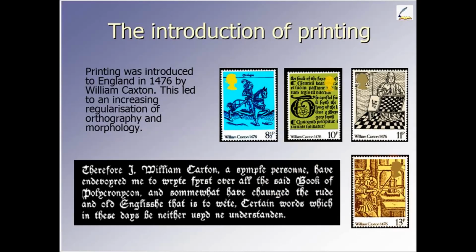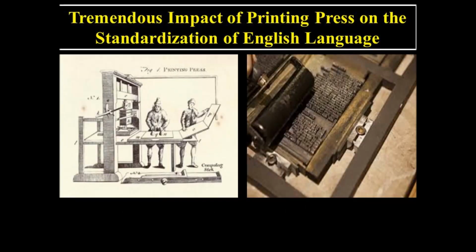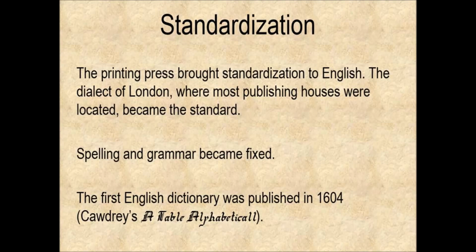So, the tremendous impact of the printing press on the standardization of the English language is a very important thing to discuss in the history of the language. In fact, the word standardization was first invented due to this change. What is standardization? Standardization is a process brought about by the printing press. The dialect of London, that is Cockney, where most publishing houses were located, became the standard. Spelling and grammar became fixed. The first English dictionary was published during this period in 1604.